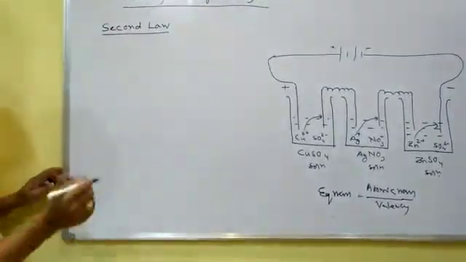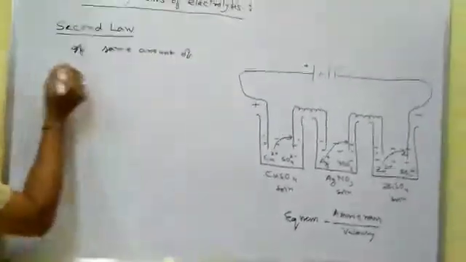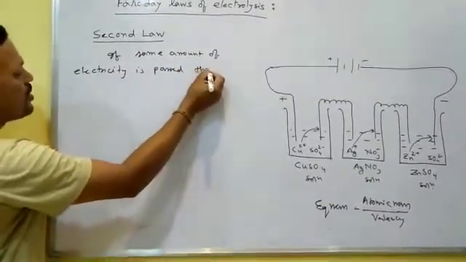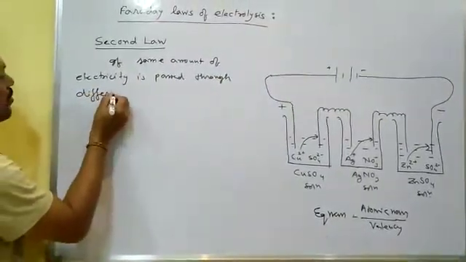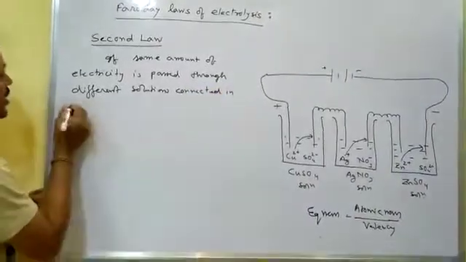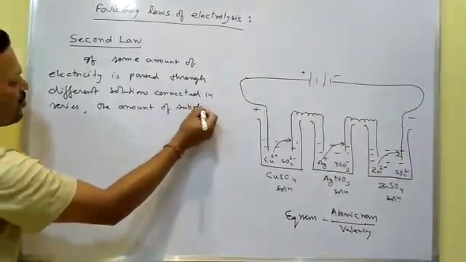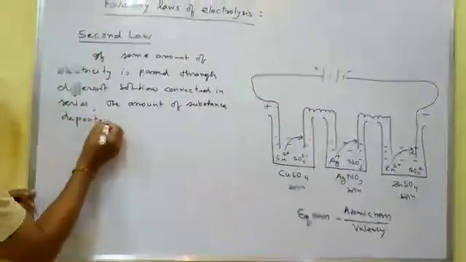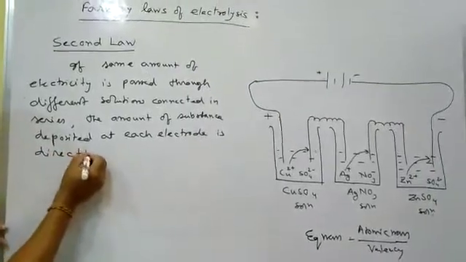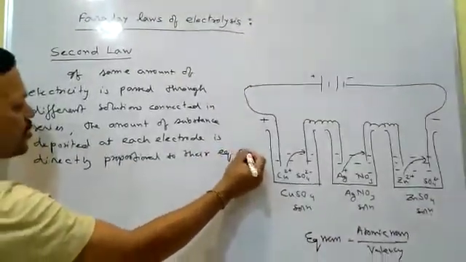So now what is the second law? According to this law, if the same amount of electricity is passed through different solutions connected in series, the amount of substance deposited at each electrode is directly proportional to their equivalent masses or equivalent weight.